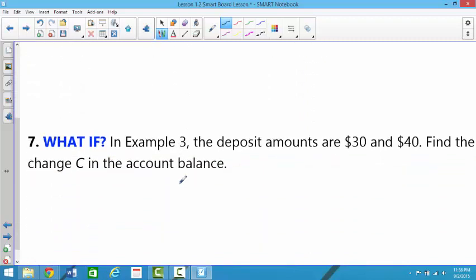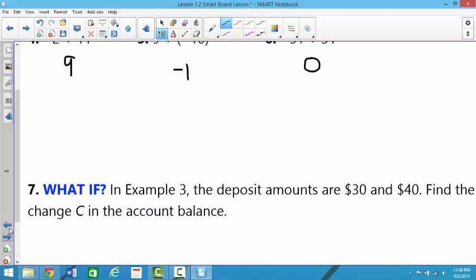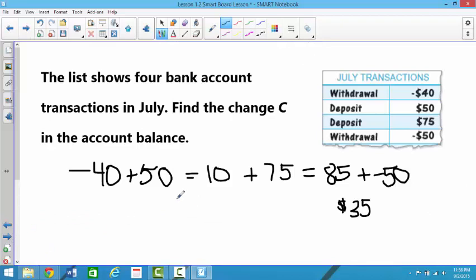What if, in example 3, the deposit amounts are 30 and 40? Find the change C in the account balance. So we need to go back. If our deposits were 30 and 40 instead of 50 and 75, so if this was 30 and this was 40, how would that change our answer? Okay, well, a negative 40 plus 30, that's going to make this a negative 10, not a positive 10, because 40 minus 30 is 10, but 40 then is bigger, so it becomes a negative 10.